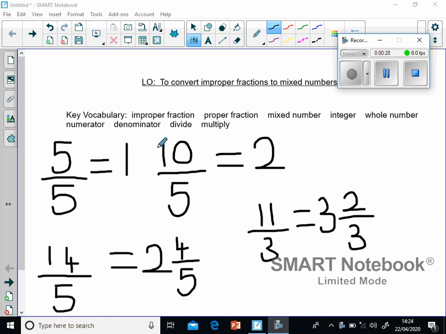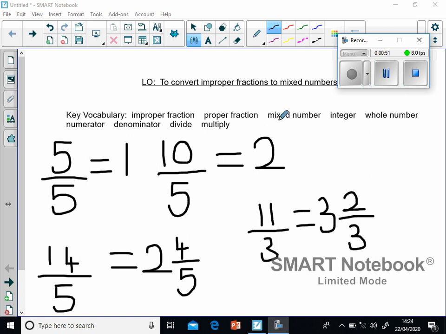Now, an improper fraction is a fraction where the numerator is larger than the denominator. So here we have 10/5, here we have 14/5, here we have 11/3. So these are all examples of improper fractions.